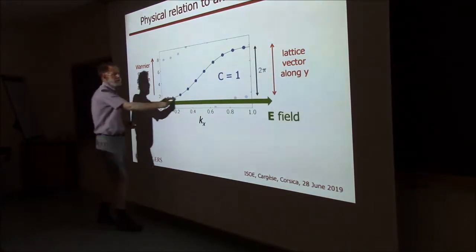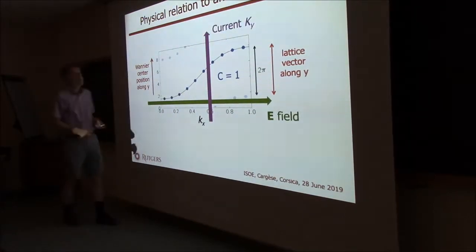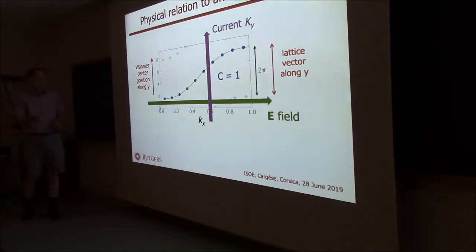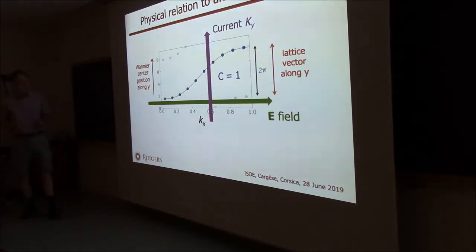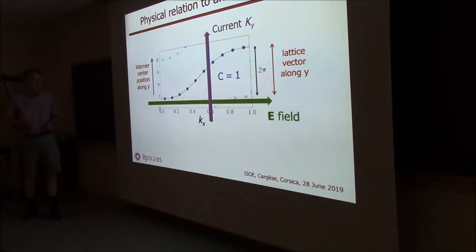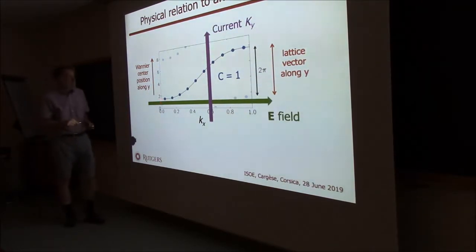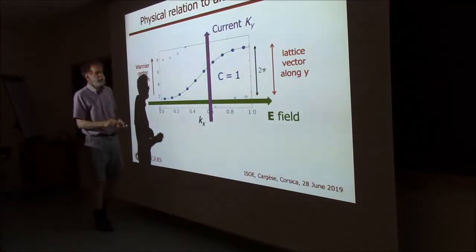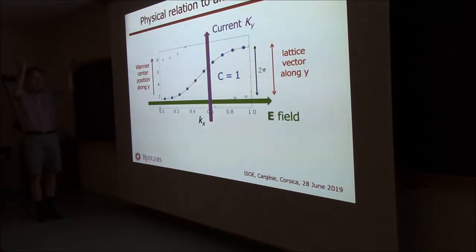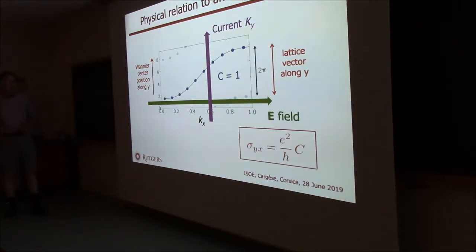So as these wave functions migrate, they translate in the y direction, and of course they carry charge as they do that, so you get a current. I write the current as k because it's a planar current. A current in the y direction is proportional to the electric field in the x direction. When the electrons sweep all the way across the Brillouin zone, they move up by exactly one lattice constant. All the electrons shift up, and so you get this transverse current. And if you work out the mathematics of this, sure enough, you get that the transverse conductivity is just e squared over h times the Chern number.